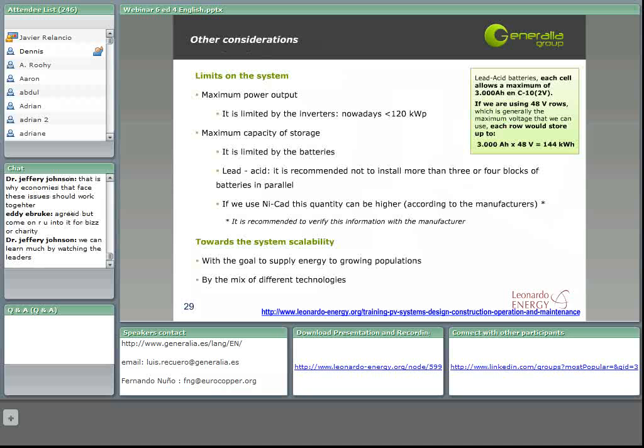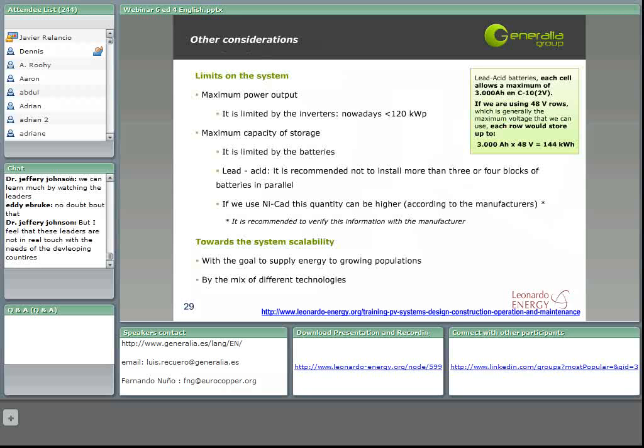560 kilowatt hours. We could use nickel-cadmium batteries in order to increase this amount of energy, but we recommend to verify the information with the manufacturer, because these are a new type of batteries for this application, and we have not used them yet.